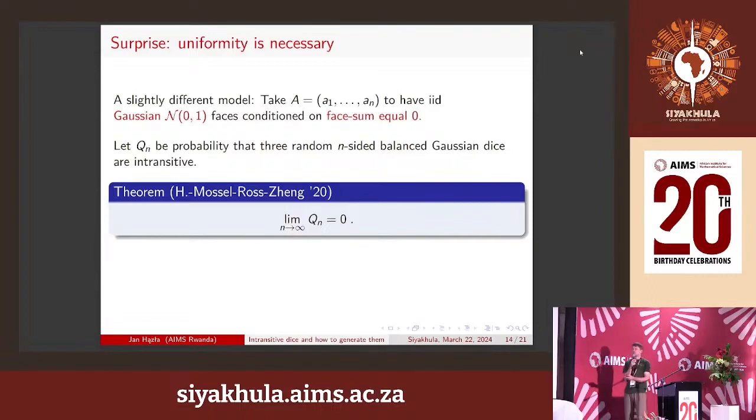Now the expectation is 0, so you condition on the face sum equals 0. And it turns out that if you just change this uniform to the Gaussian, in the same setting, you will not get intransitivity. So there is some reason that it only works for the uniform distribution. And this is not just for Gaussian, it has to be uniform. Any other distribution basically is not going to work.